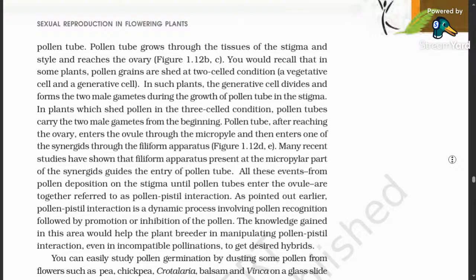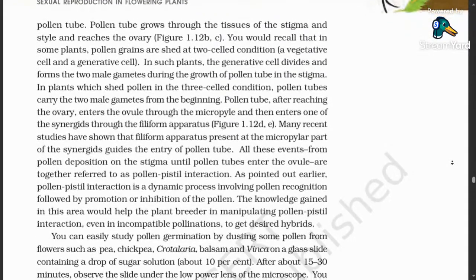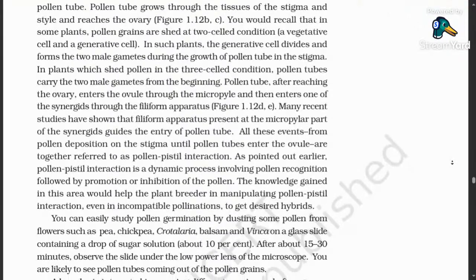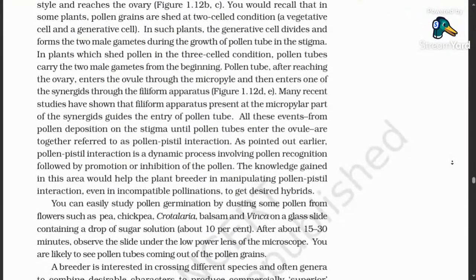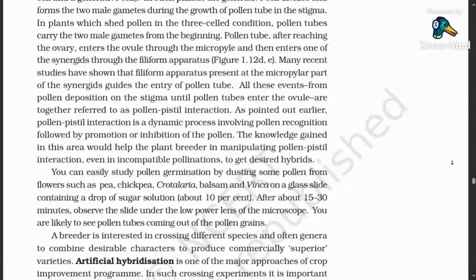As pointed out earlier, pollen-pistil interaction is a dynamic process involving pollen recognition followed by promotion or inhibition of the pollen. The knowledge gained in this area would help the plant breeder in manipulating pollen-pistil interaction, even in the incompatible pollination to get desired hybrids.